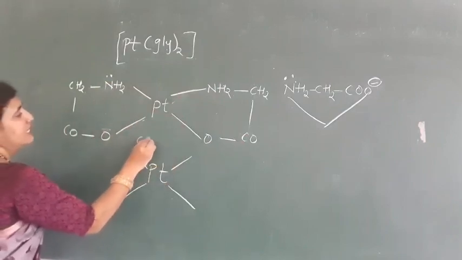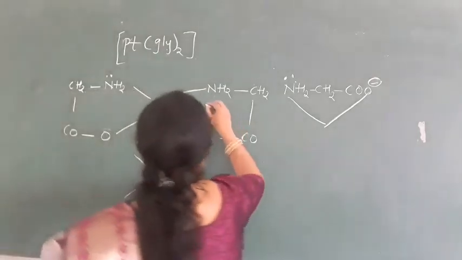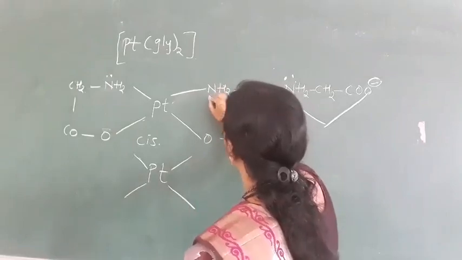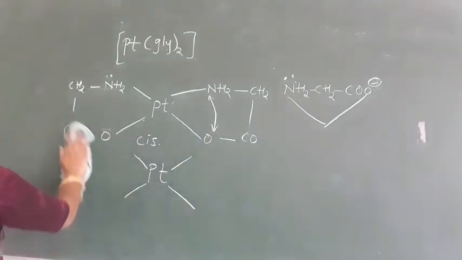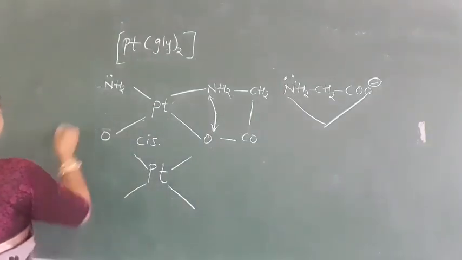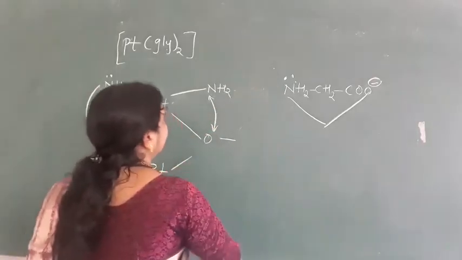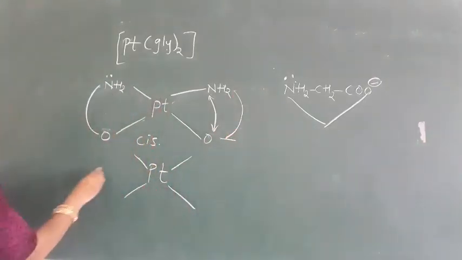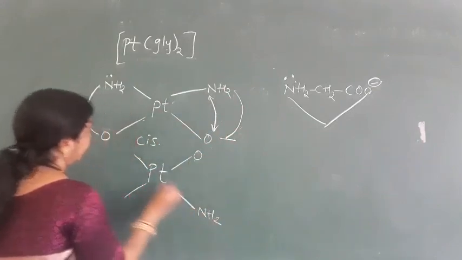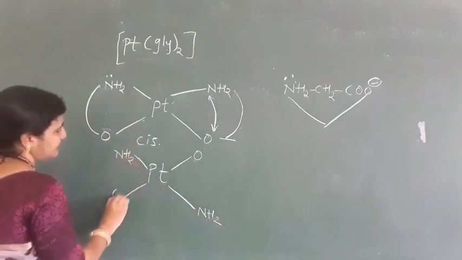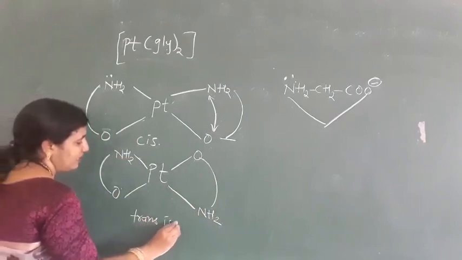So what is this form? This is the cis isomer. And if you exchange this nitrogen and this oxygen, and we can simplify the CH2CO as just a line here, then if we change this NH2 and O, what do we get? Here O will come, here NH2 will come, and the other NH2 and O remain the same. So we are getting a transposition. This is the trans isomer.